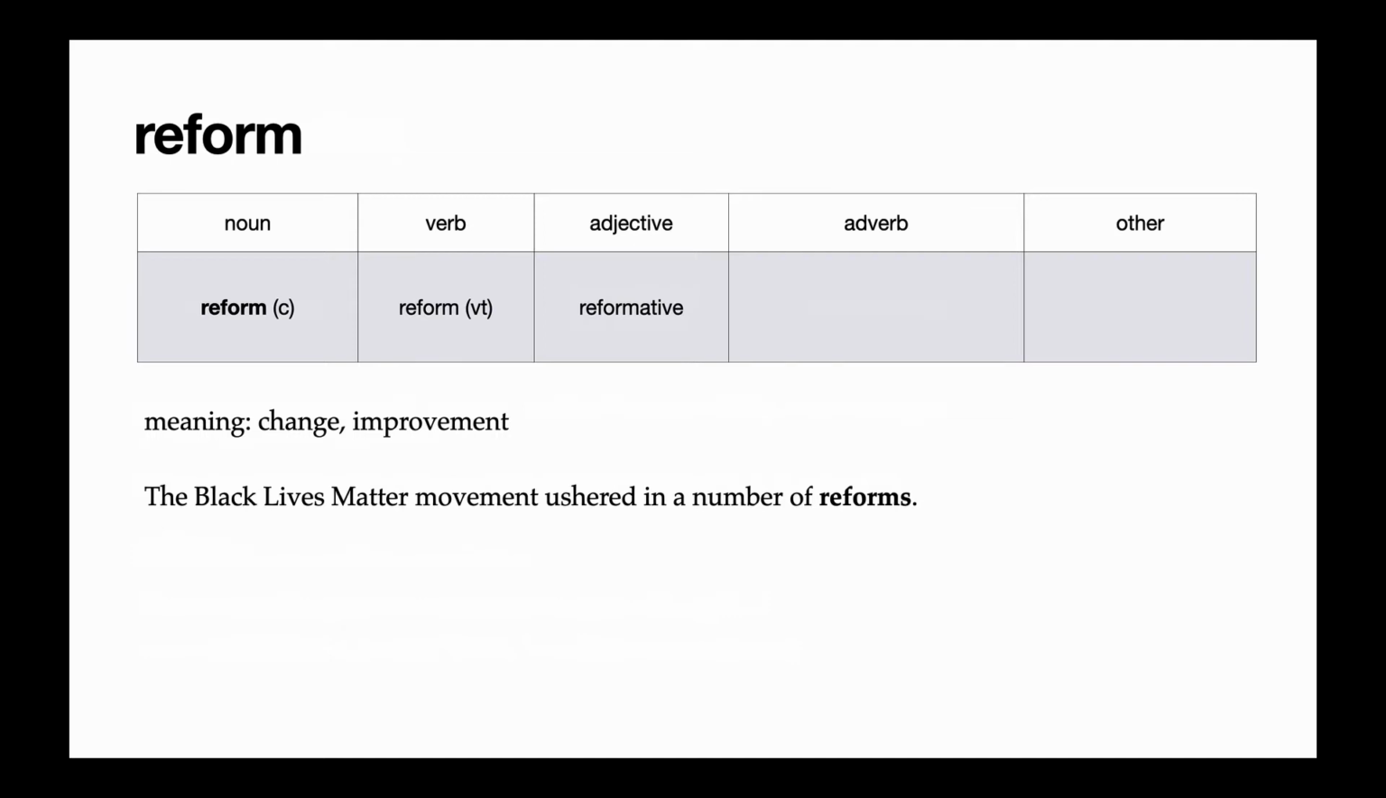So reform means change or improvement. You can look at the word and you see the form, right? Re means again, and form is the shape of something. So to reform something means to shape it again, to kind of change it. In the reading, we use the word reform as a noun. The Black Lives Matter movement ushered in a number of reforms. So that means it caused a number of changes.